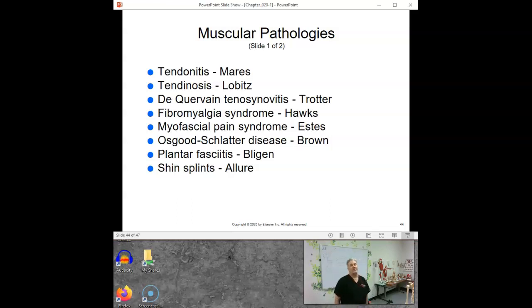Osgood, oh my gosh, Mr. Brown, Mr. Brown. Osgood-Schlatter disease. Osgood-Schlatter disease. That's a good one. You got that, sir? I hope so. Going once, going twice. Oh, yes, I got it. Oh, good, cool. Plantar fasciitis, Mr. Blygen. Another really, really good one for a massage therapist. Shin splints. Miss Allure. Shin splints.